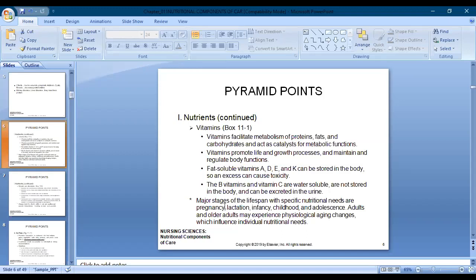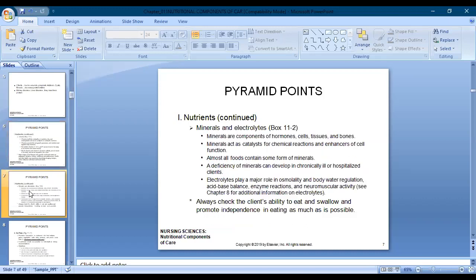The stages of the lifespan with specific nutritional needs are pregnancy, lactation, infancy, childhood, and adolescence. Adults and older adults may experience physiological aging changes, which influence individual nutritional needs. So pregnancy, lactation, infancy, childhood, and adolescence need a greater amount of protein, because childhood and adolescence are growing stages. In pregnancy, the mother needs food, and the baby as well. In lactation, the mother is giving food to the baby, so the mother needs more intake.